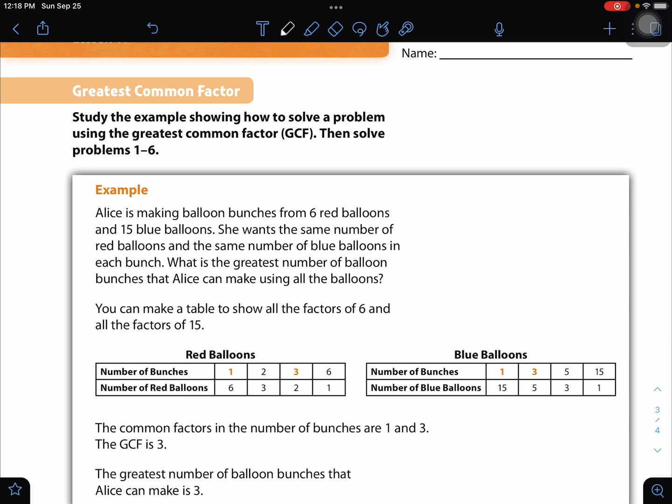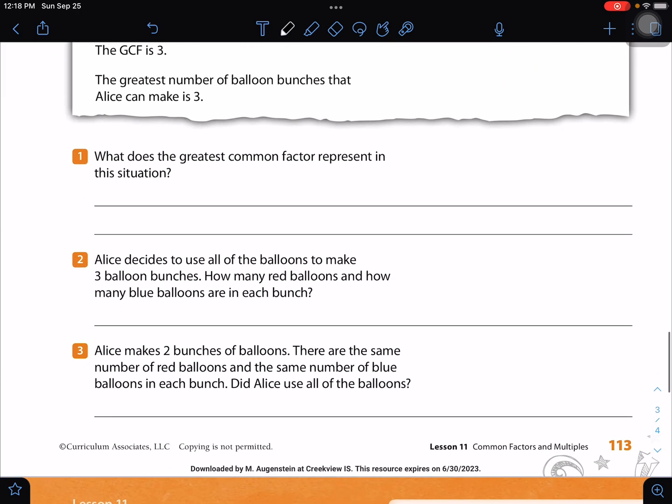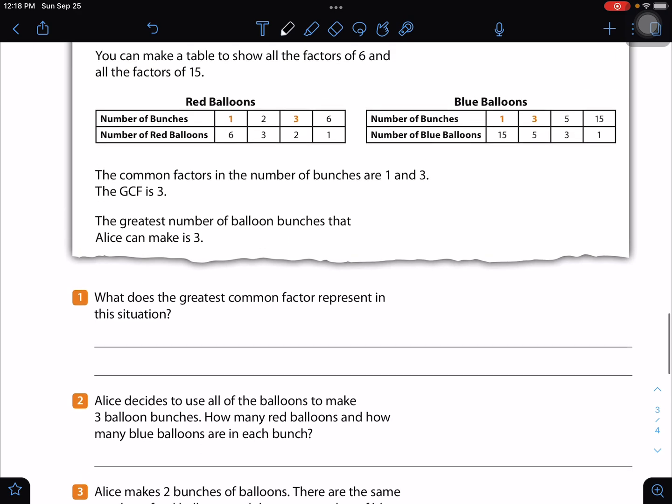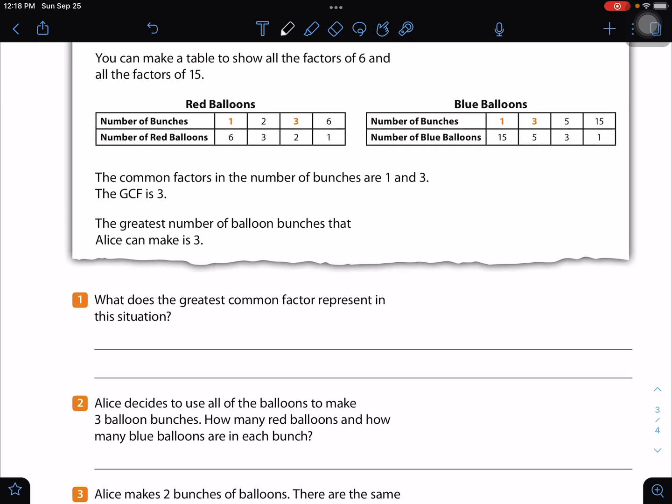I want to see if you can figure out how to solve these problems all by yourself. So what I'm going to have you do is pause the video. I want you to read through this paper, and then try to answer these 3 questions. After you've answered these 3 questions, play the video, and then look to see if your answers represent my answers. Good luck.